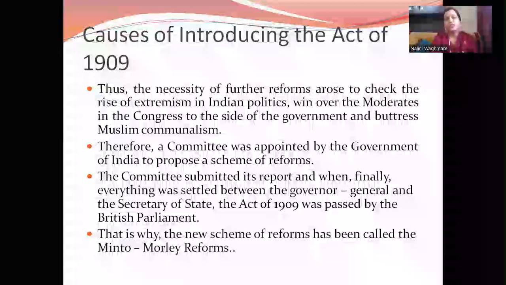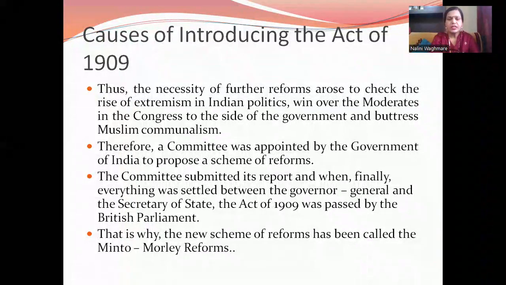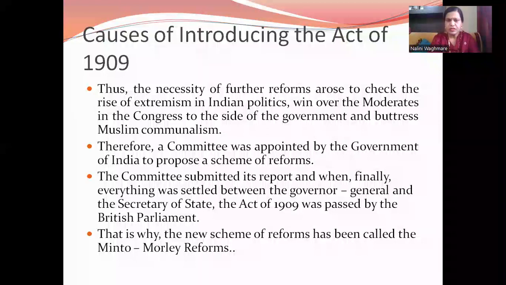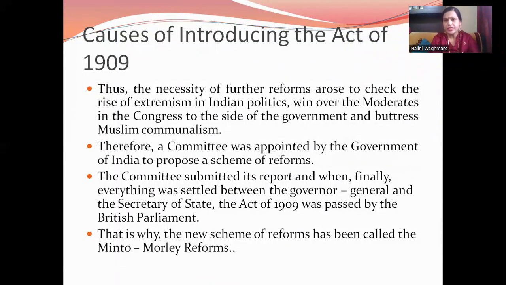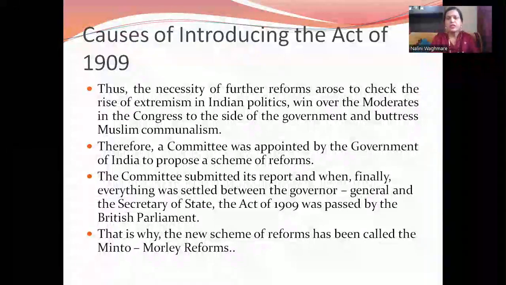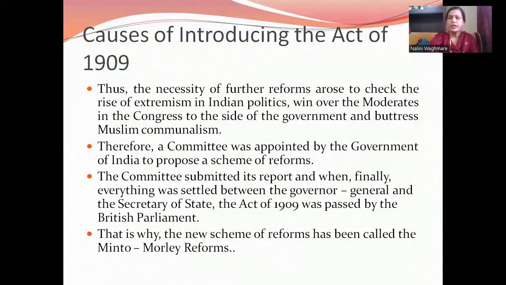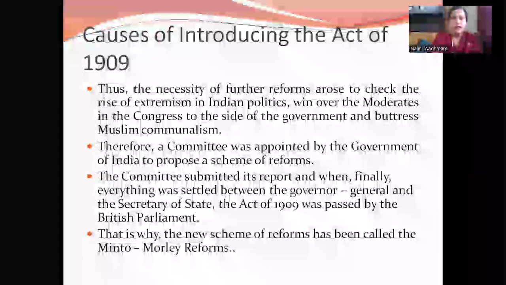That's why the British thought it better to introduce one constitutional Act. The committee submitted its report, and when finally everything was settled between the Governor General and the Secretary of State, the Act of 1909 was passed by the British Parliament. That is why two men, Morley and Minto, are involved here. So this Act is also called the Morley-Minto Reform Act.